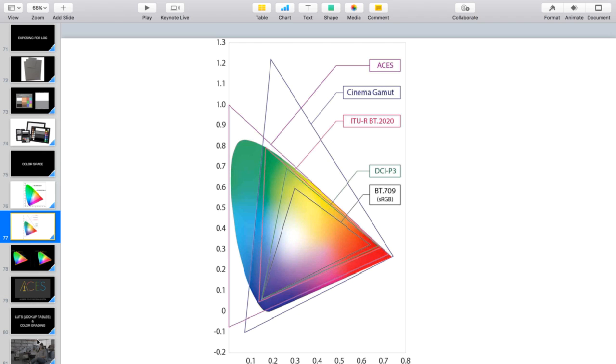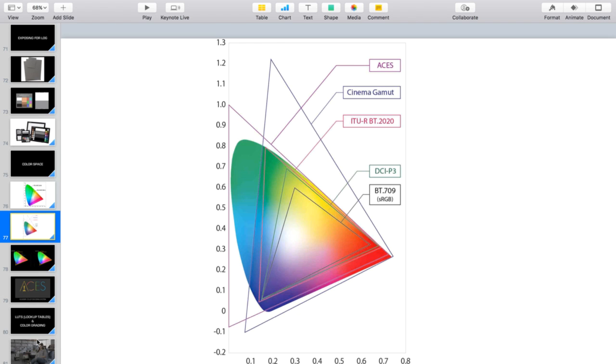And by the way, again, please ask questions while we do this. I am looking at the live chat and questions are welcome. So 2020, as you can see, is much, much larger. And this means that we have to have displays that not only are showing us Rec. 709, but also P3 and eventually probably 2020. And there's not really much out there in terms of these displays.